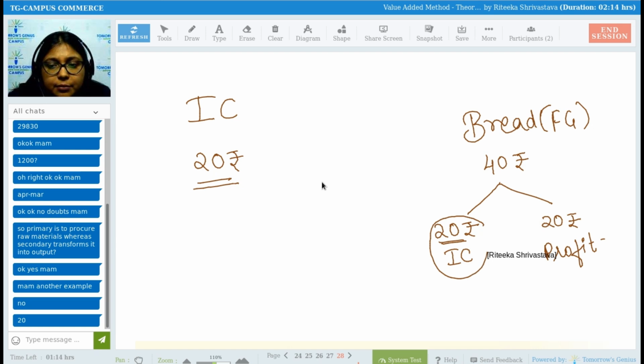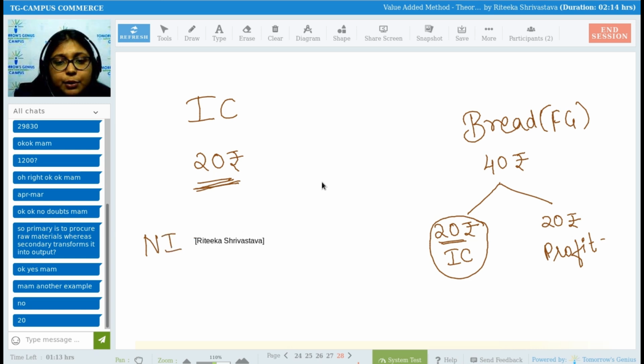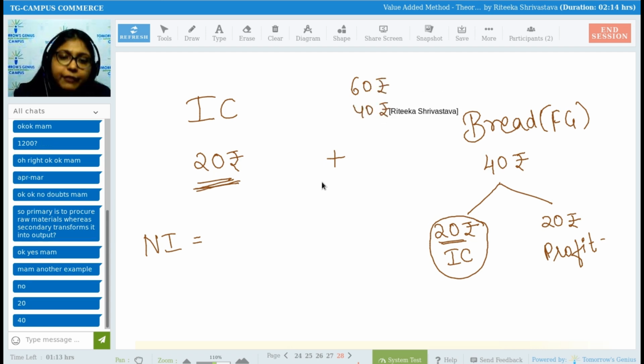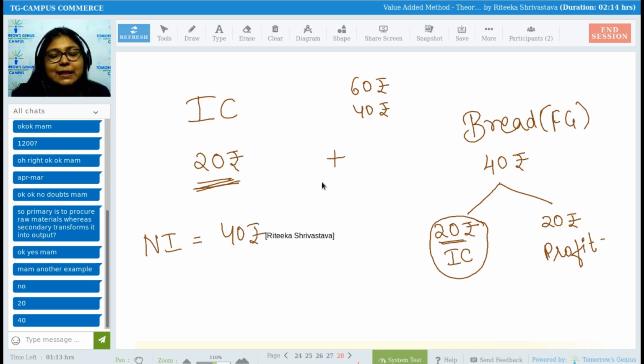So that means already this intermediate consumption has been included in the value of final goods and services. And if again I include it while computing national income, then it will lead to the problem of double counting. So now tell me, while computing national income, should I include 40 rupees or should I include 40 plus 20, 60 rupees? Should I take 60 rupees or should I take 40 rupees? Very good. That was instant. Very good. And behind this, what is the logic?